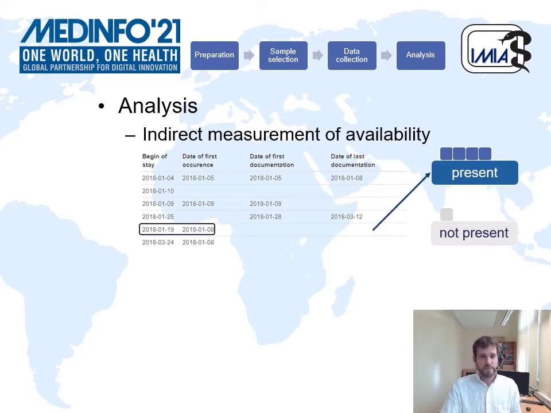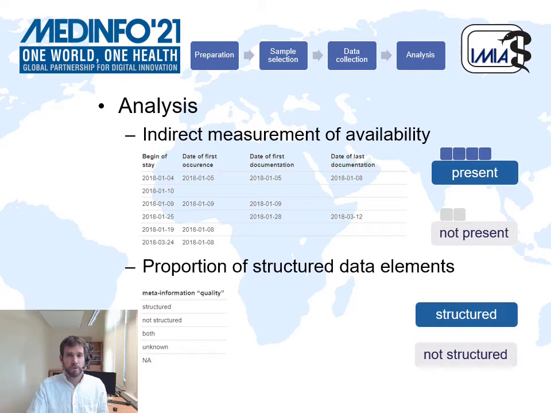A special treatment was applied if only the date of first occurrence was denoted, as it turned out that in some electronic health records it can originate from an earlier inpatient stay. That's why the data element was ignored if its date of first occurrence was more than 2 weeks before the beginning of stay.